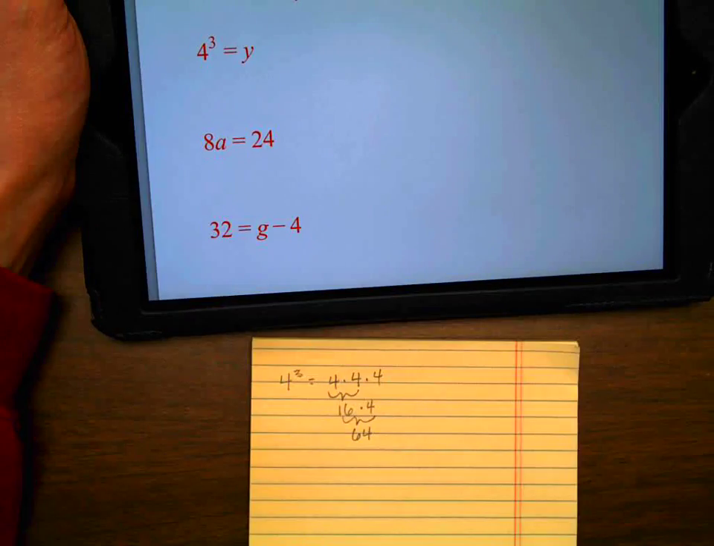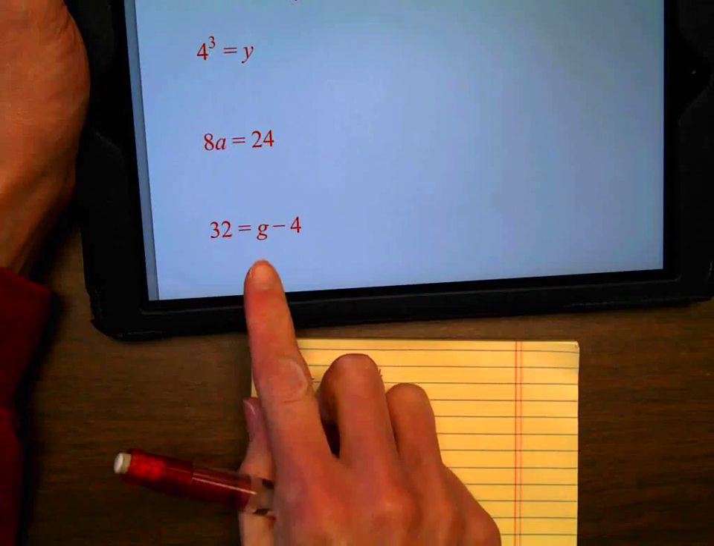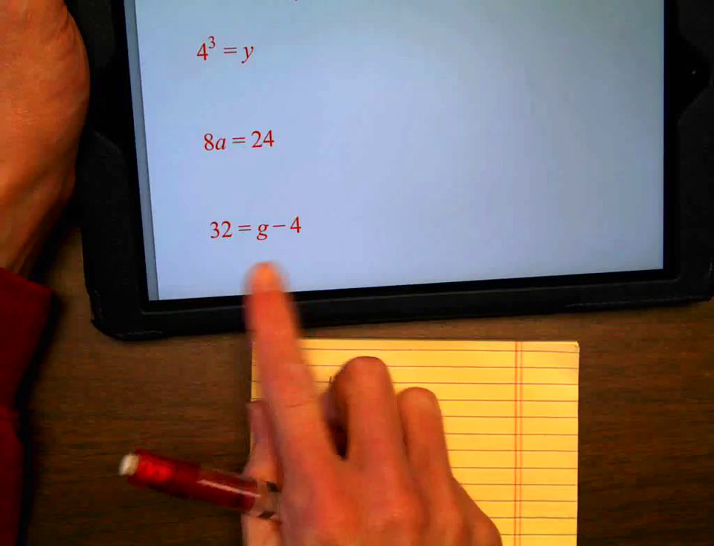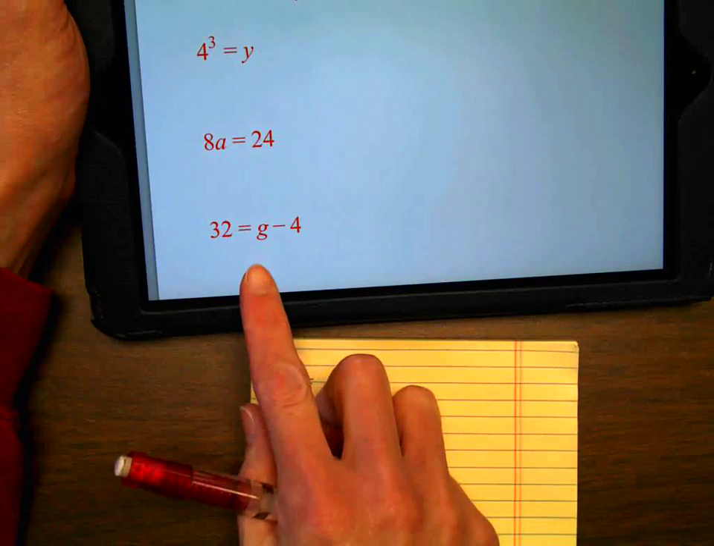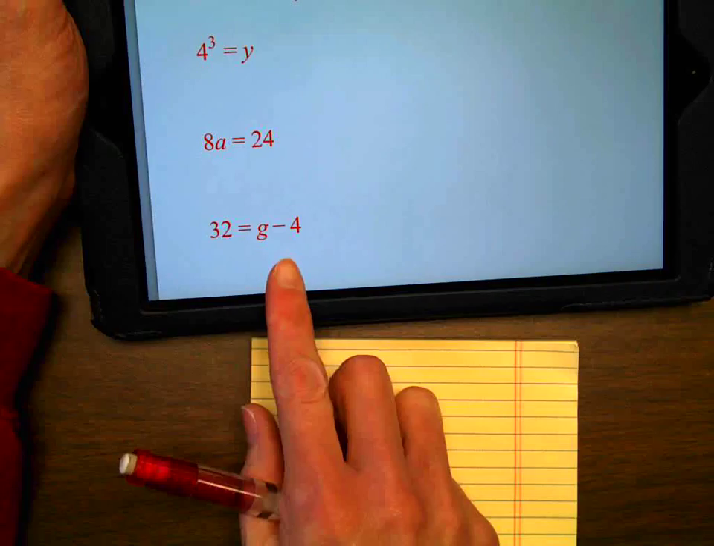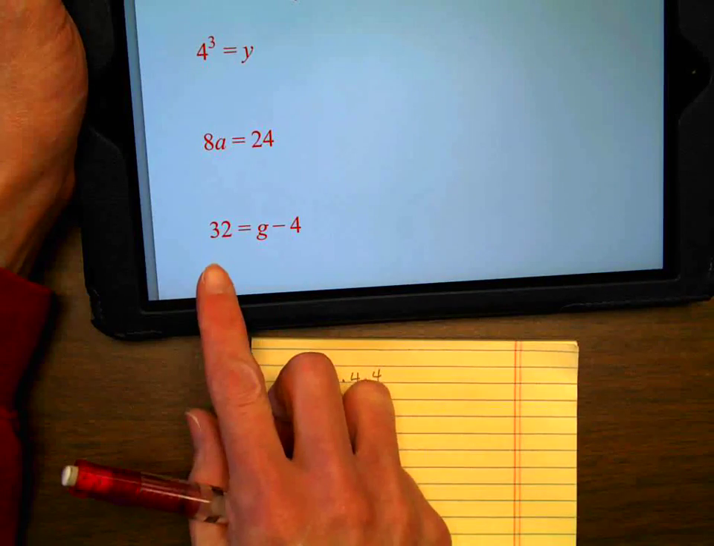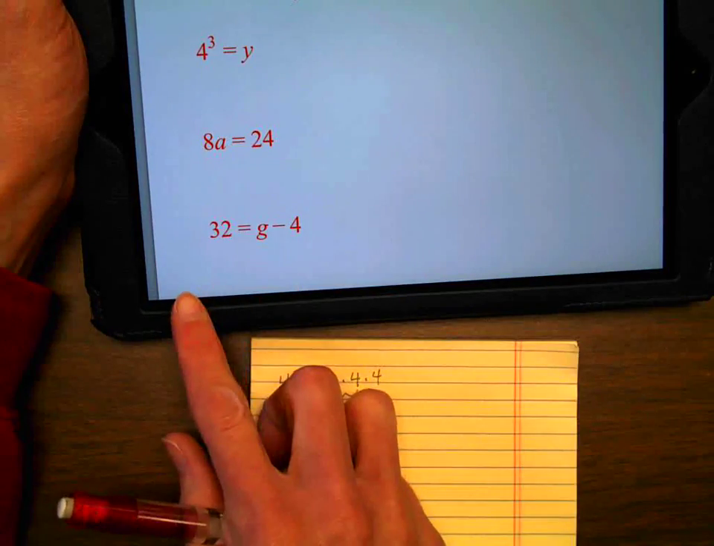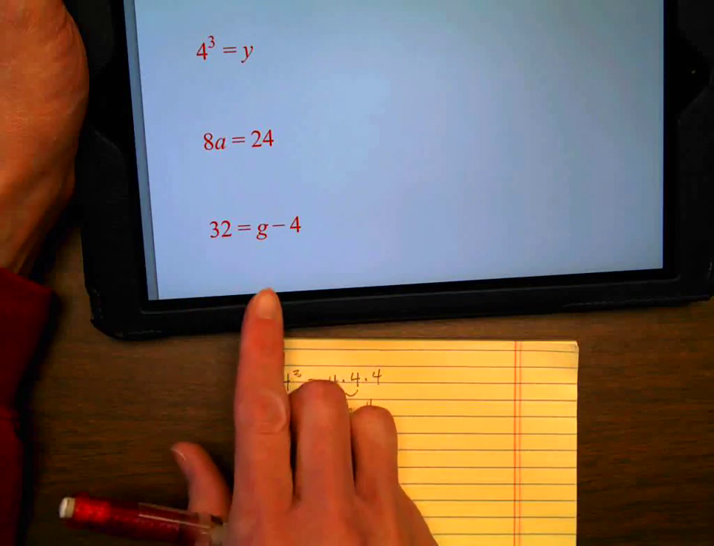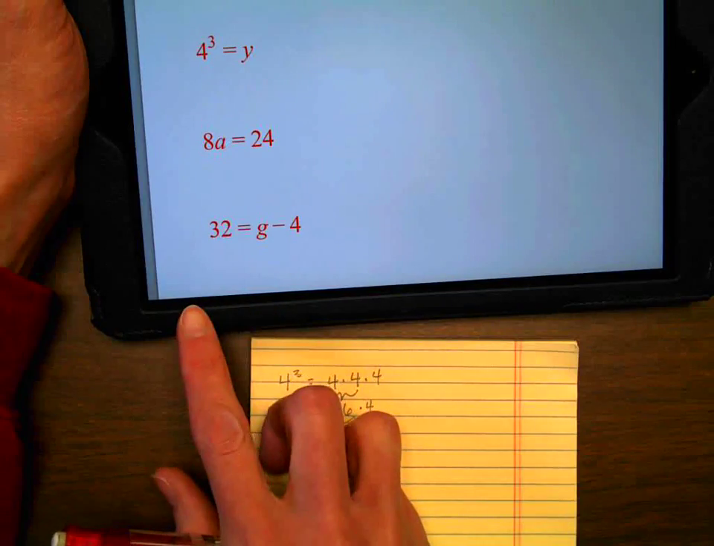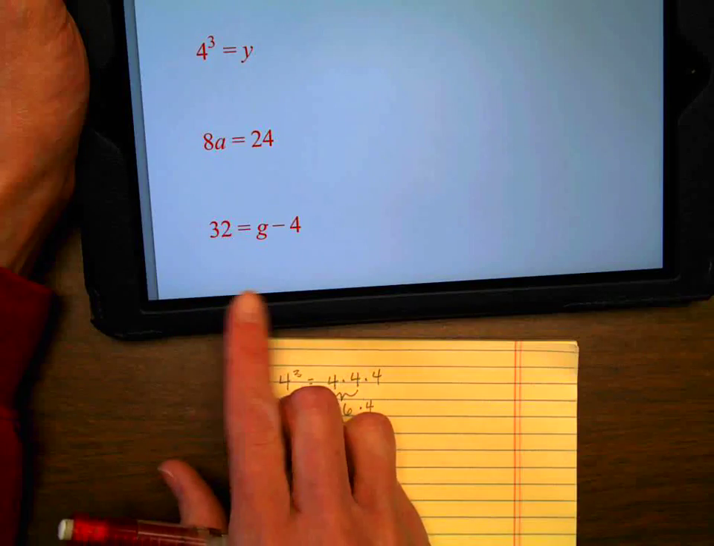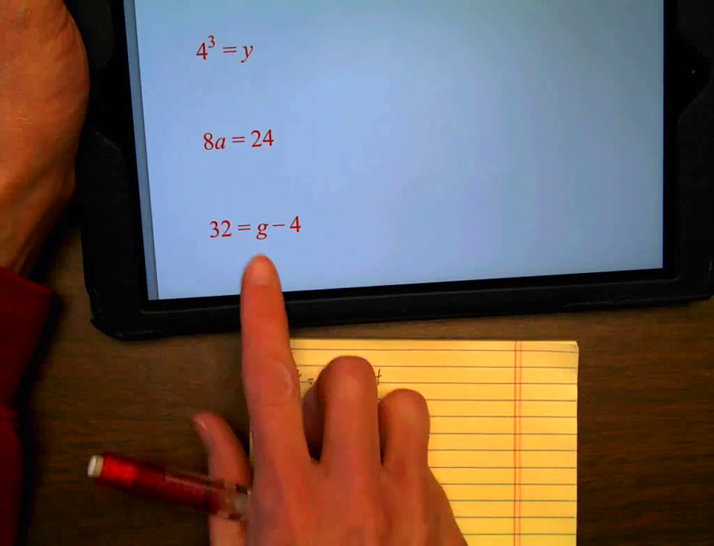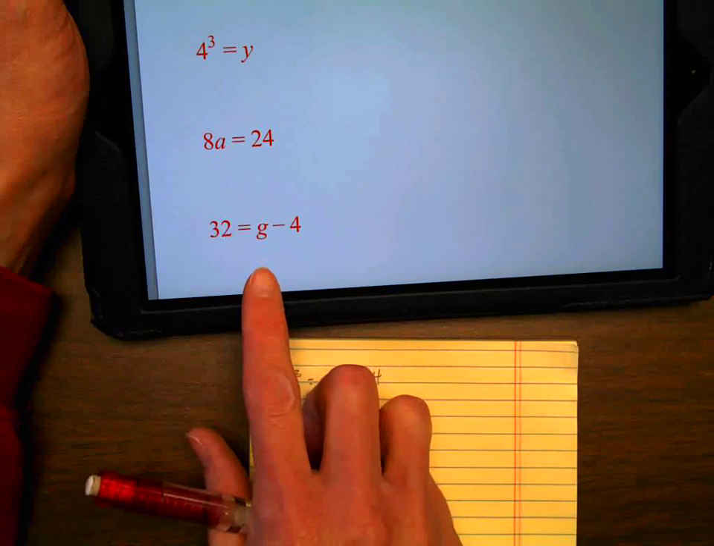32 equals g minus 4. Again, I'm supposed to find my variable and then tell what's happening to my variable. My variable is g, and it's saying that if I take 4 away from g, I'll get 32. So I'm thinking, what number minus 4 gives me an answer that's the same as 32? The only thing that will work is 36, because when you take 36 and subtract 4, you get 32, so g must be 36.